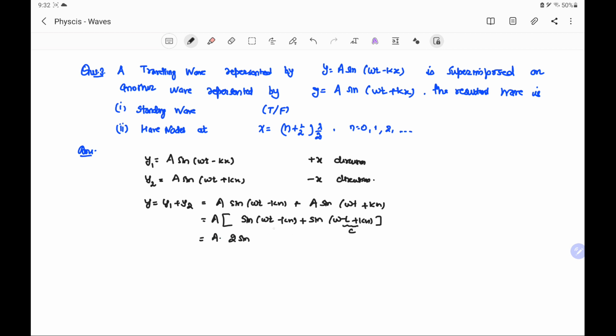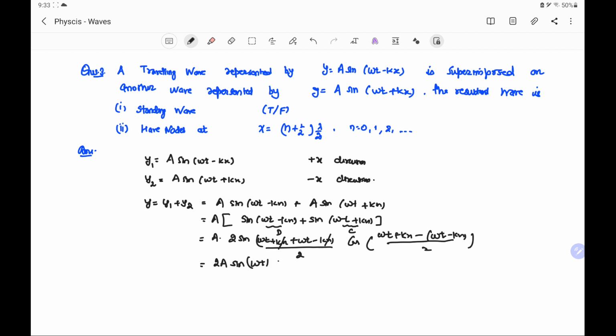This is c, this is d, and c plus d will give (omega t plus kx plus omega t minus kx) by 2. And cos of (c minus d), that is (omega t plus kx minus omega t minus kx) by 2. So simplifying it, we will have 2a sine. Here kx will be cancelled, so remaining is omega t.